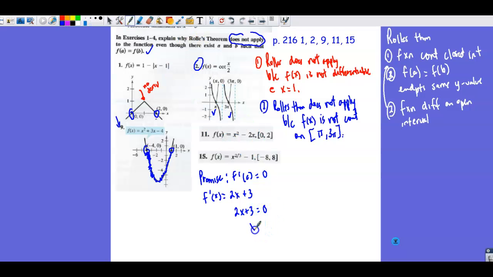Okay, set that equal to 0, and x is equal to negative 3 over 2. So that is the value of c, guaranteed. So there is a value c, in this case, negative 3 halves, where f prime of c is equal to 0. That was the promise by Rolle's theorem, that somewhere on that interval there will be a value of x where the derivative is 0 if all 3 conditions are met. All right, let's clear these annotations and do number 11.